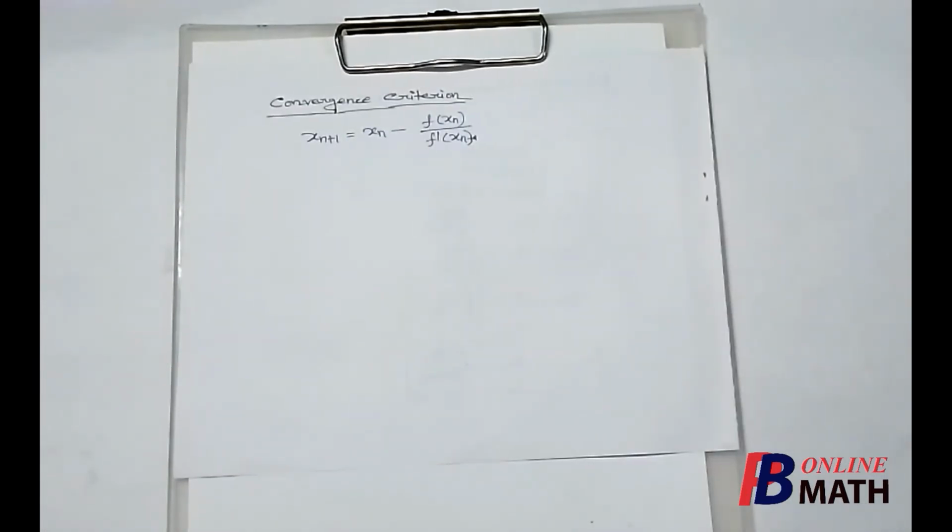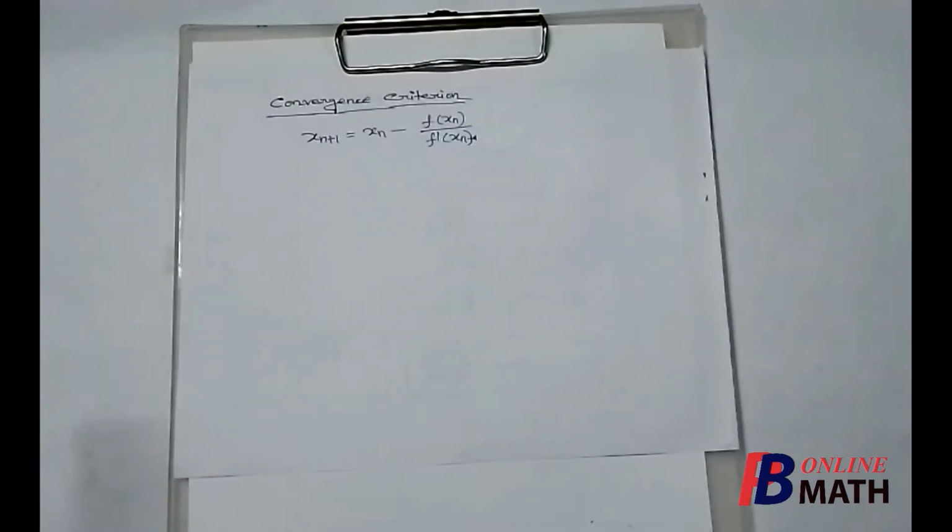Next we discuss the convergence criterion of the Newton-Raphson method. Actually the Newton-Raphson method may or may not converge at all. It depends on some condition. If the function f(x) satisfies some condition, then it will converge, otherwise it may not converge. Now we shall determine the required condition.